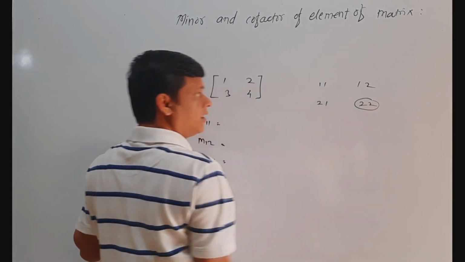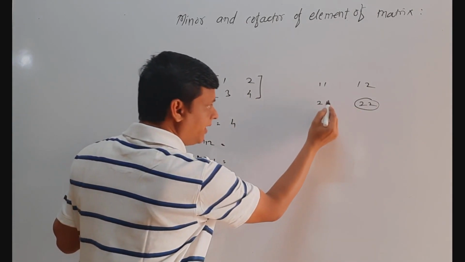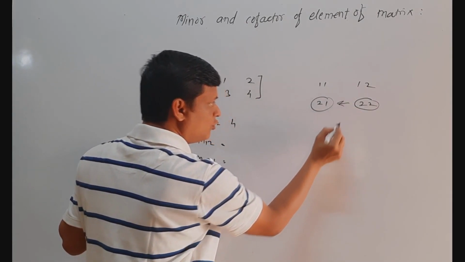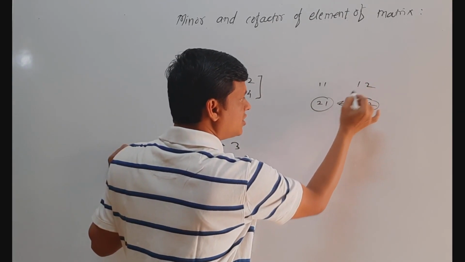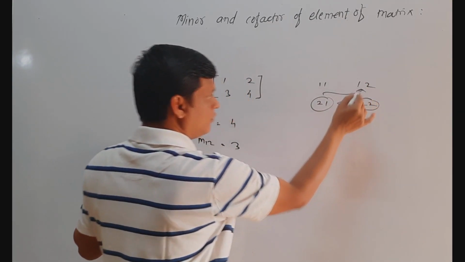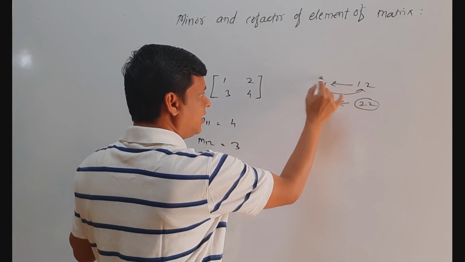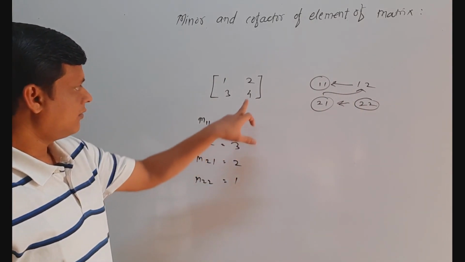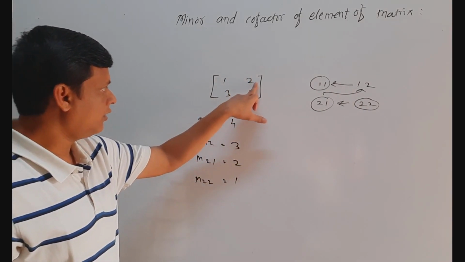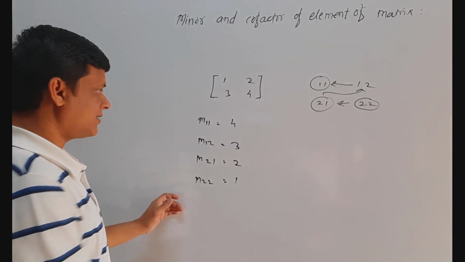That means write the element at position 2 2, that means 4, then element at position 2 1, that is 3, then write the element at position 1 2, so write here value 2, then write the element at position 1 1, that is 1. That means we write 4, then 3, then 2, then 1 as the minor of given elements.